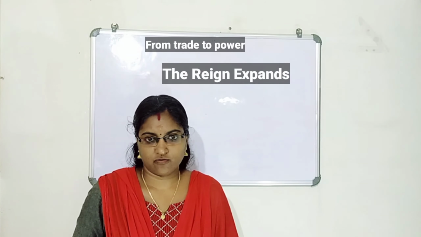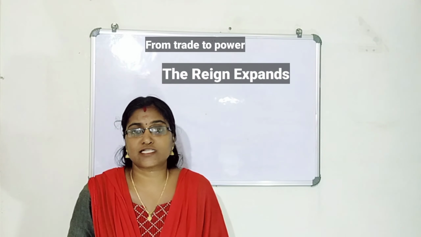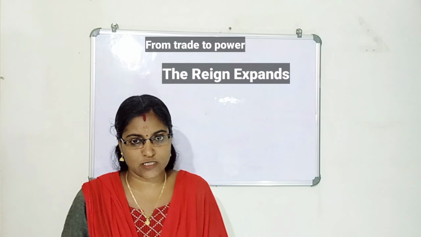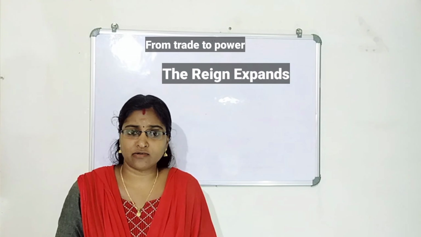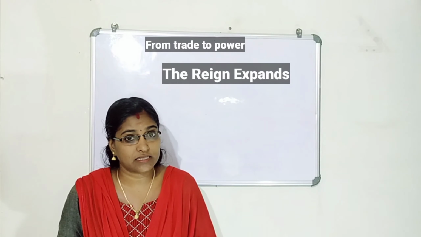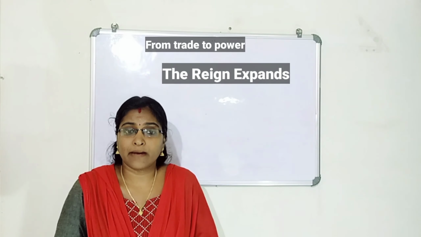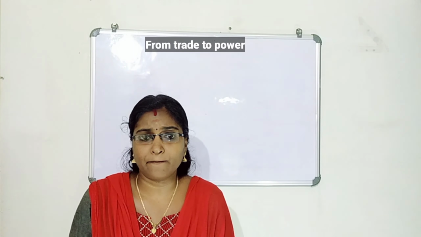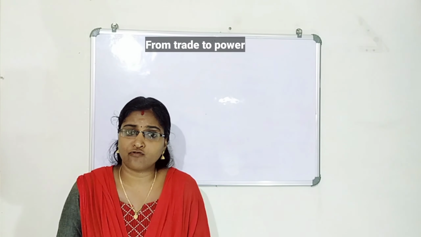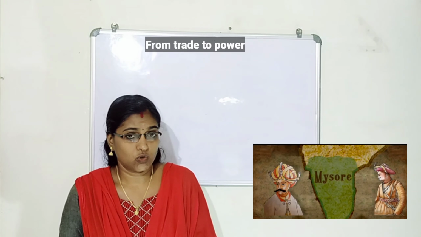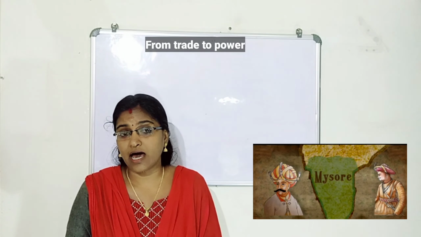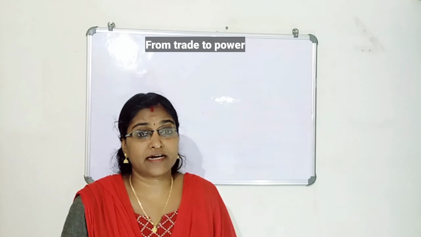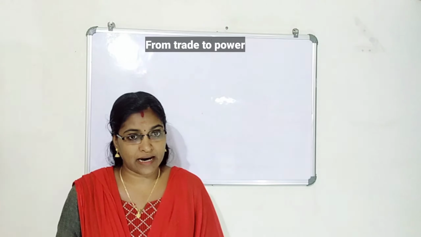Next our topic, that is the reign expands. Whose reign? English East India Company's rule expands. Mysore was another region that was subjugated by the British. You know that Mysore was a powerful kingdom in South India. It became a dominant power in the region during the reign of a father and his son, Hyder Ali and his son Tipu Sultan. Their domination was extended even to areas like Malabar.